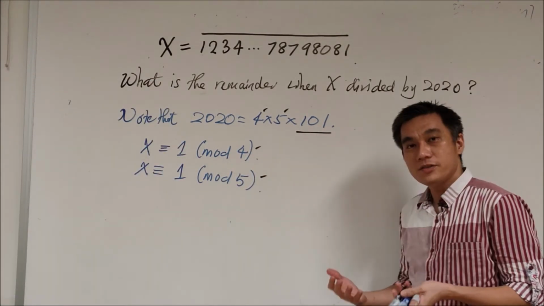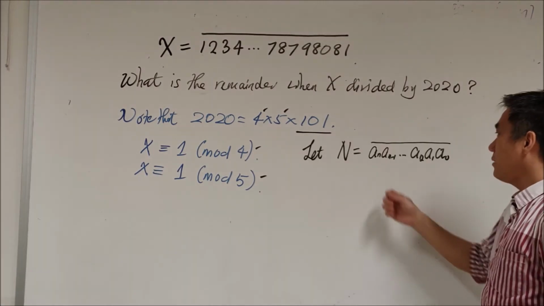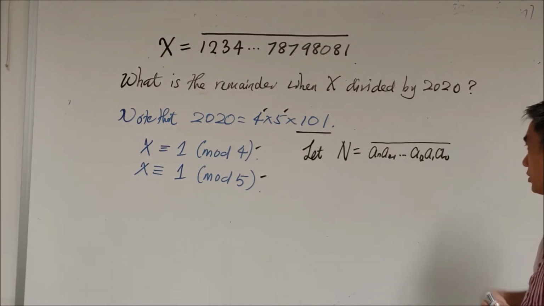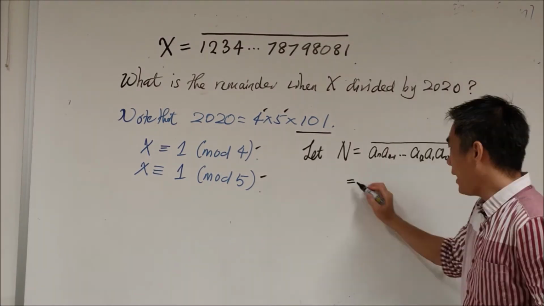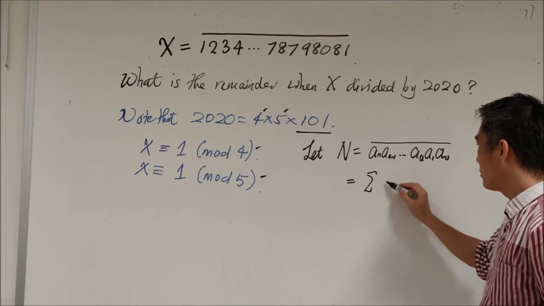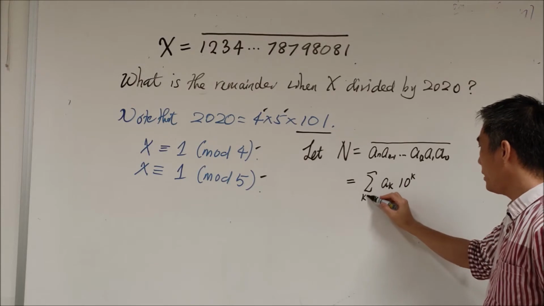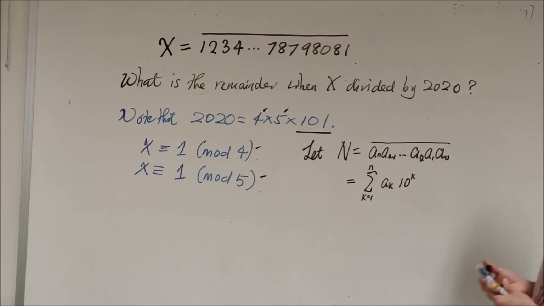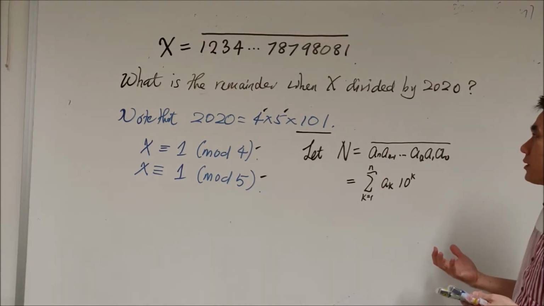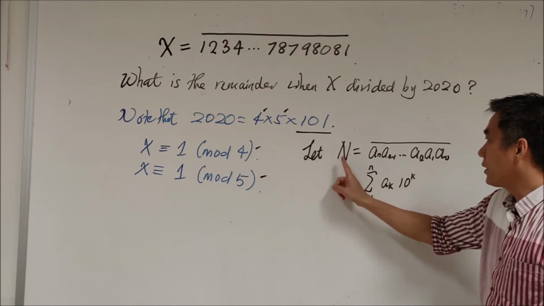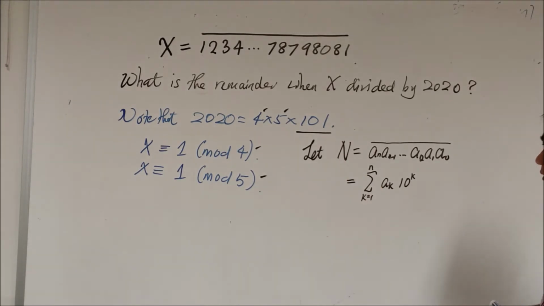Now we will consider the general case. Let N be an n plus 1 digit number, so you can write it in this way: N is a summation of a_k times 10 to the power of k, where k goes from 0 up to n. We want to know the general form for the remainder when N is divided by 101.